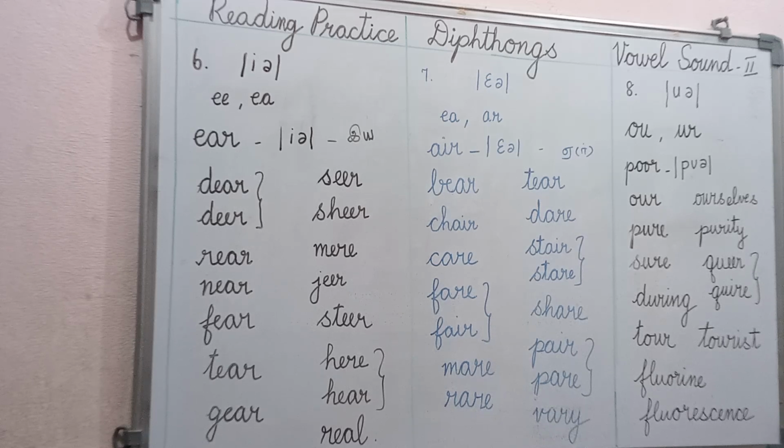The sound is our. The letters are OU or UR. Shall we read now? Our. Ourselves. Pure. Purity. Sheer. During. Queer. Tour. Tourist. Fluorine, fluorescence. Read and practice and catch the sounds.